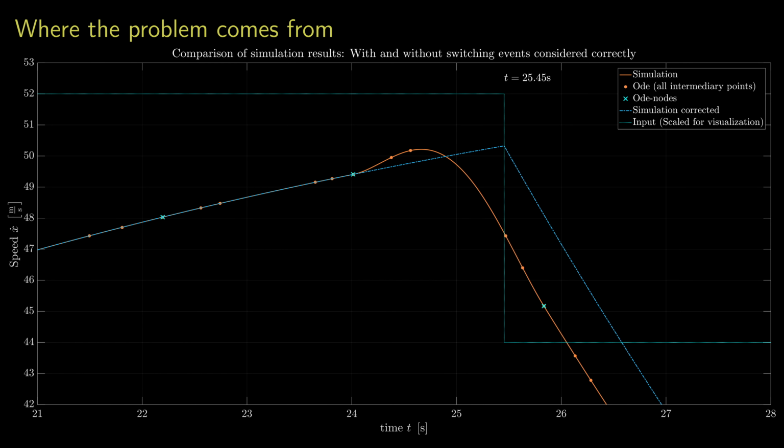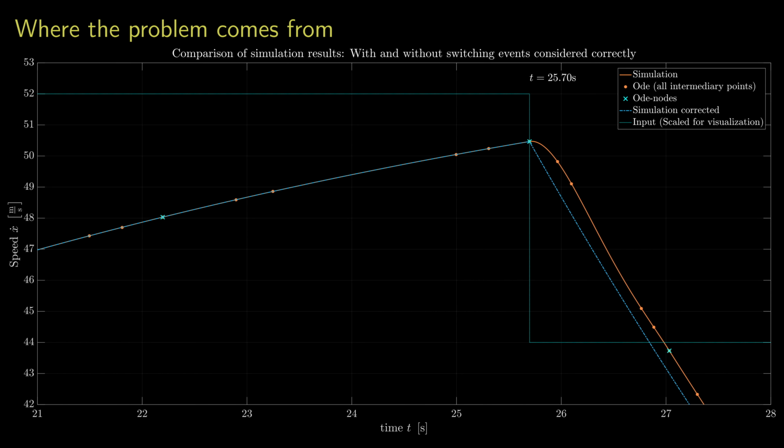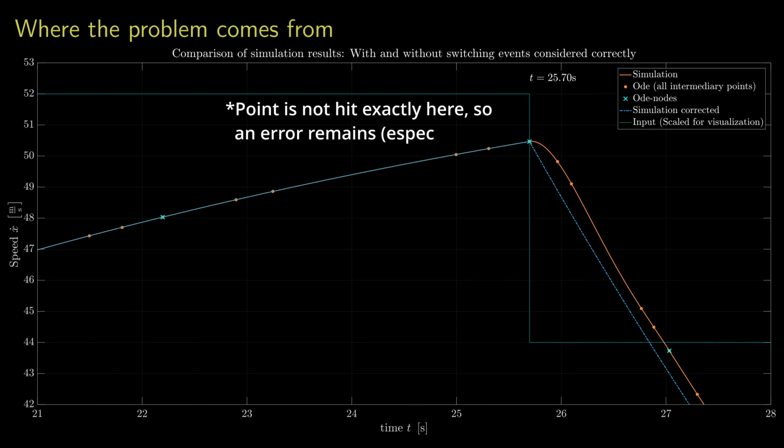Now, the closer an actual integration node is to the switching point, the smaller our error is as well, as you can see with this result here. This further means that we only have to find a way to get our integration nodes to line up with the switches in power, and our simulation result should be correct again. There are multiple ways to do this.